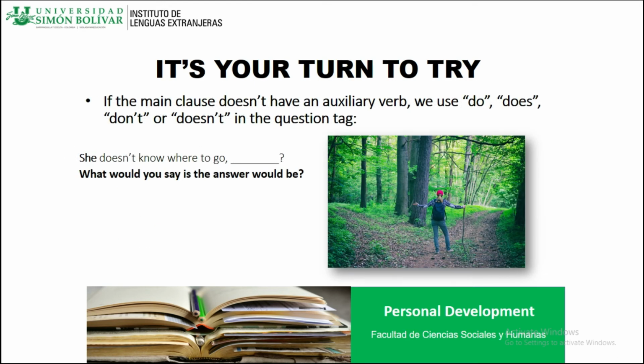Here's another one. And again, you have to remember that if the main clause does not have an auxiliary verb, we use do, does, don't, or doesn't in the question tag. She doesn't know where to go. What would you say the answer would be? Would it be, doesn't she? She doesn't? Does not she does? Or does she? Think for a minute. What would you say the answer would be? Of course the answer is, does she? Again, we're making a negative statement with a positive tag. The answers were, doesn't she? She doesn't. Does not she does? Does she?